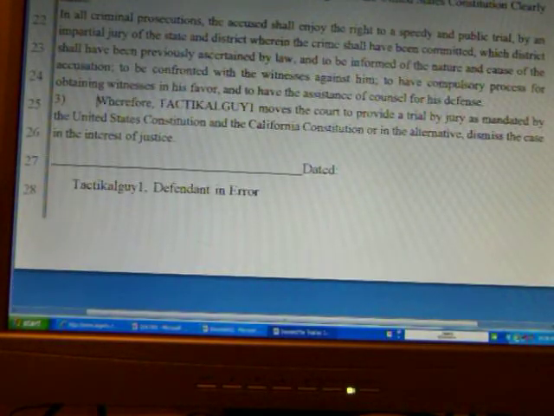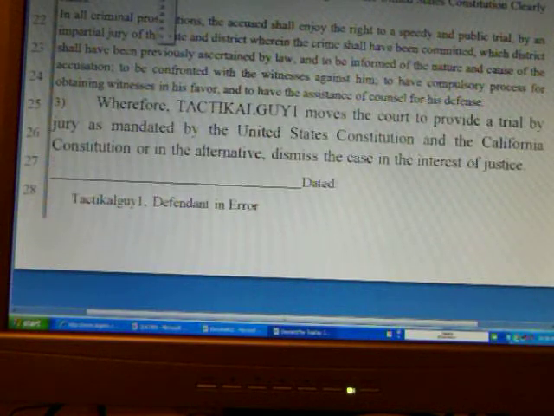Okay, then of course I put right here, I'll make it big so you guys can see this too. Wherefore, Tactical Guy 1 moves the court to provide a trial by jury as mandated by the United States Constitution and the California Constitution, or in the alternative, dismiss the case in the interest of justice. Then of course I put my name, defendant in error, sign and date. That's it. It's a one-pager, folks. That's how easy this is.